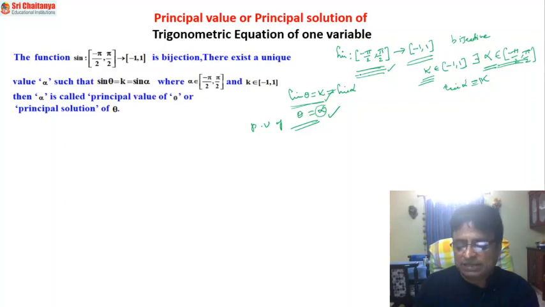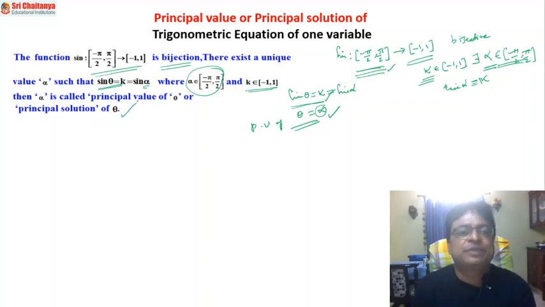Here, see, my friends, the function sine in this interval is a bijection. Then for this equation sin theta is equal to k, which value alpha? Alpha is in between, in what? In the closed interval minus pi by 2 comma pi by 2. And k is in what? In the closed interval minus 1 comma 1. Then this alpha is called the principal value or principal solution of theta.